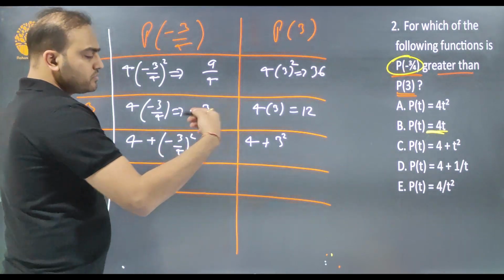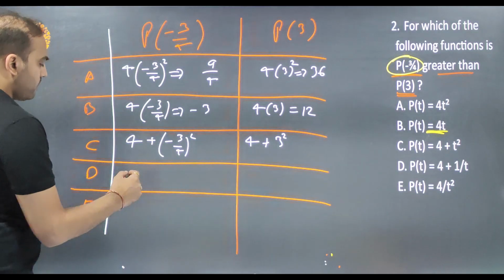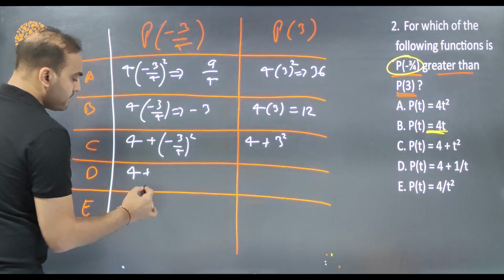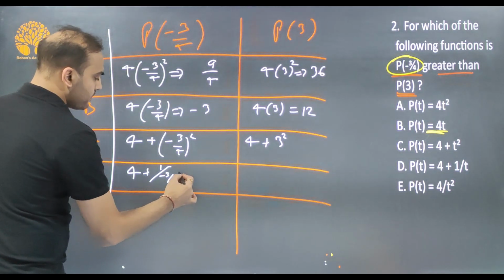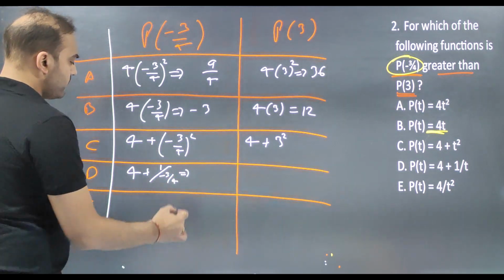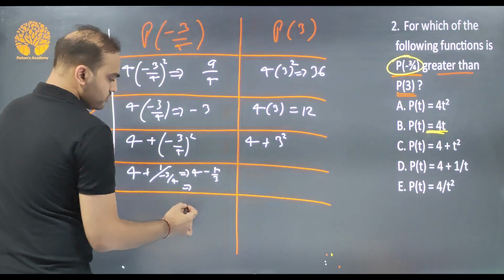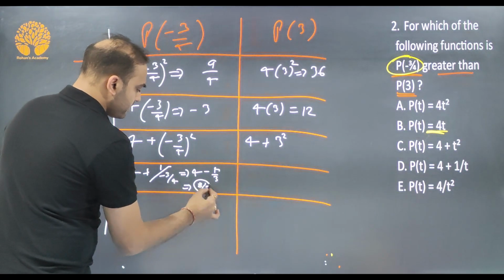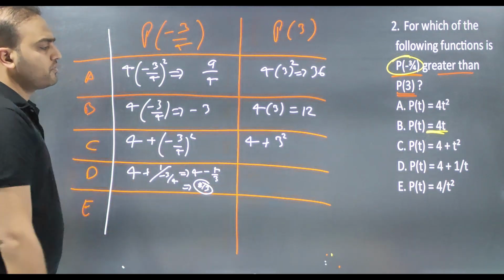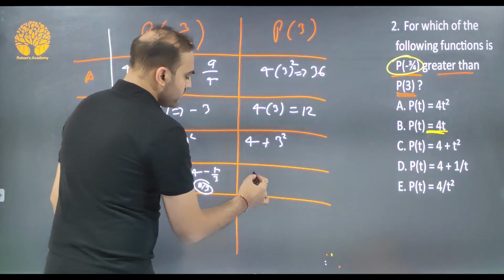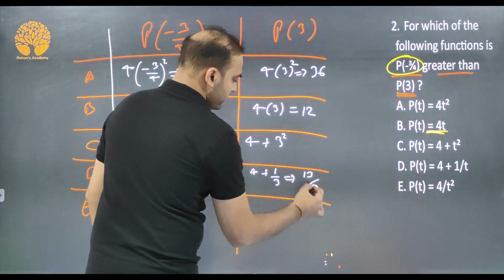Now comes fourth option. 4 plus 1 by t. So this is 4 plus 1 by minus 3 by 4. If I solve it, it will become 4 minus 4 by 3, that's 8 by 3. There, if I solve 4 plus 1 by t, 4 plus 1 by 3, that's 13 by 3.